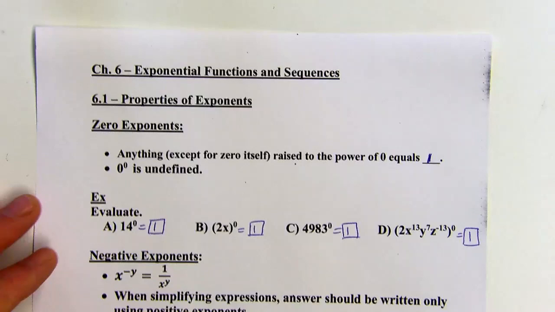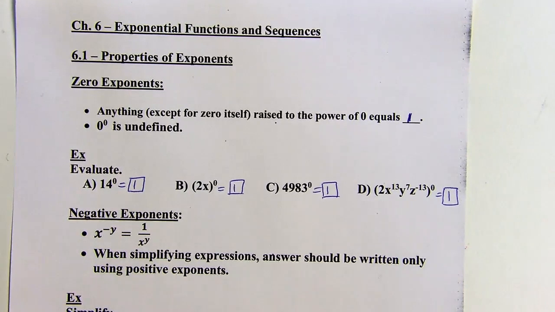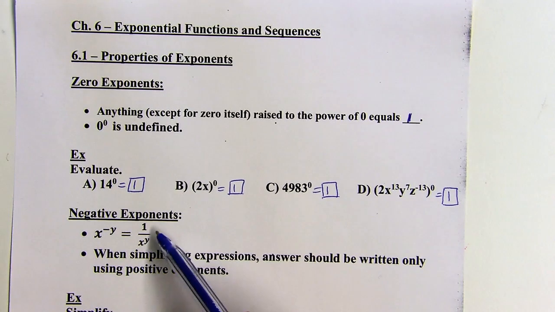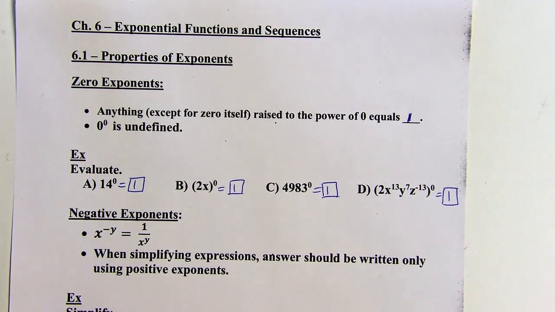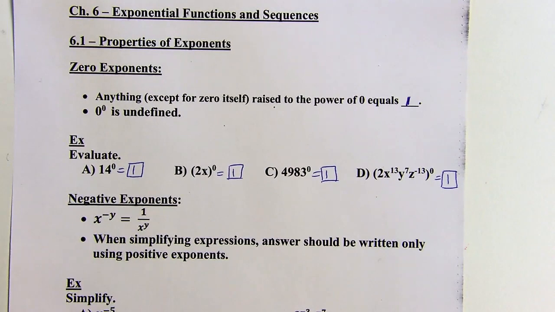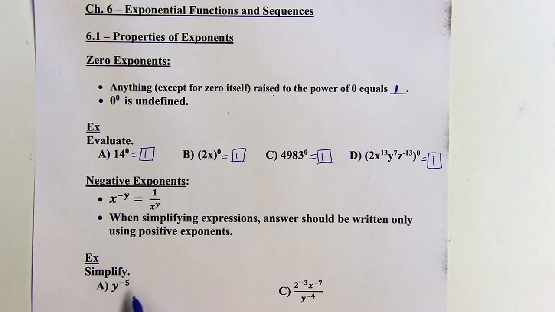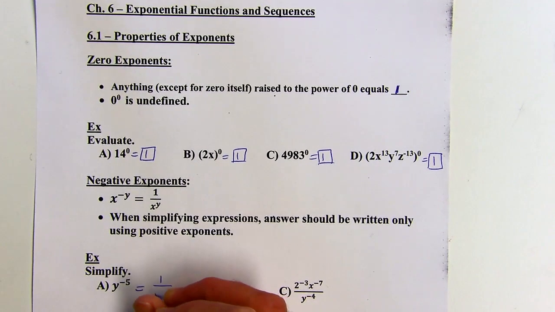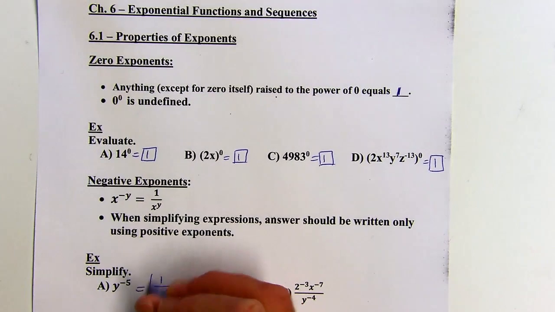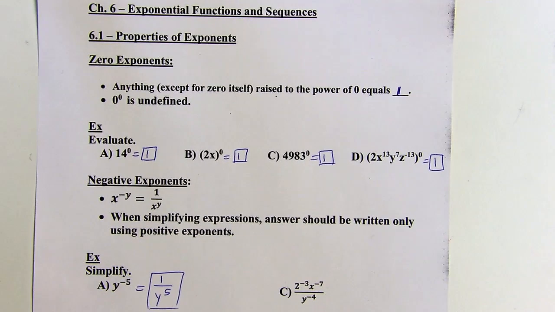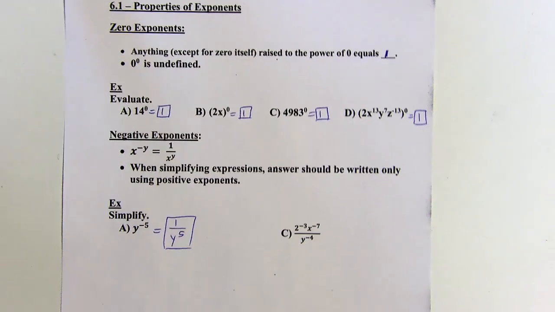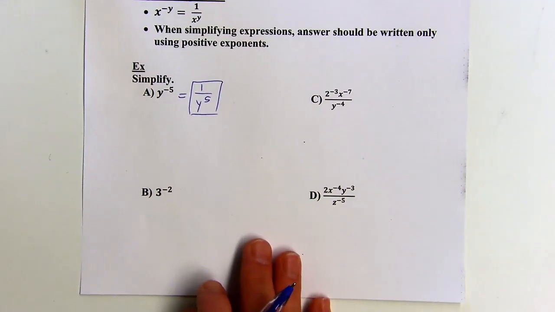Okay, so now let's look at negative exponents. If you have x raised to the negative y, you can write that with a positive exponent by putting it in the denominator of a fraction with 1 in the numerator. So it'd be 1 over x to the positive y. It's assumed that when we're simplifying, we don't write negative exponents in our final answers. So y to the negative fifth, I can rewrite as 1 over y to the positive fifth, and then it's considered simplified.